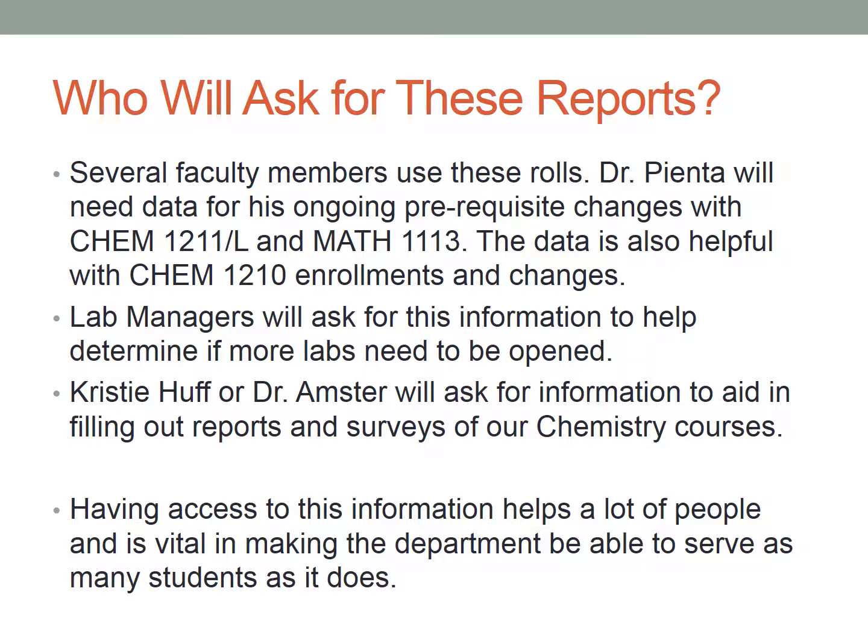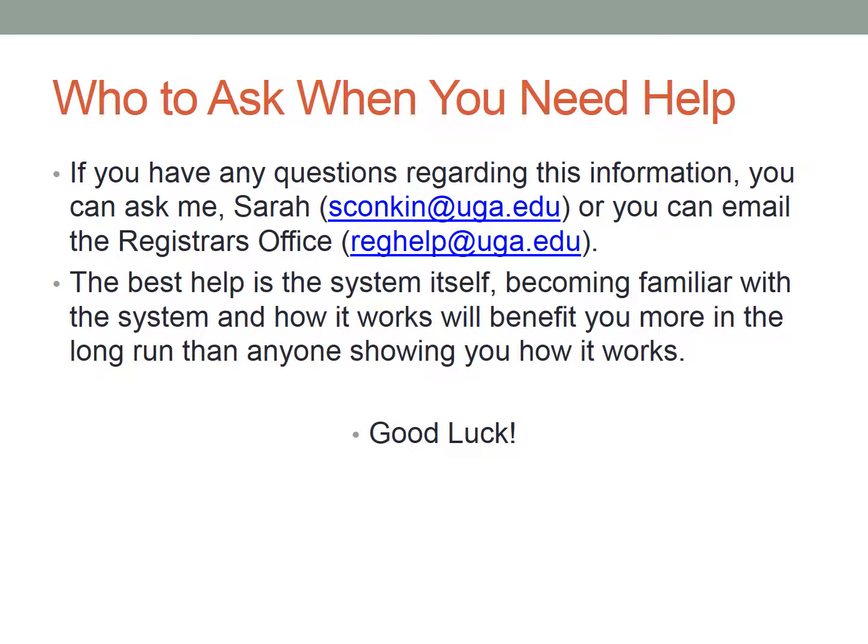So who to ask when you need help. Of course you can always email me. I've included my email address here. You can also email the registrar's office. They're going to be the ones who train you. So once you get trained, you may want to come back to me to ask, you know, how can I use this for the chemistry department? How can I use this for the job? But if you just have email questions about why something isn't working or things like that, the registrar's office would be who you'd want to ask.